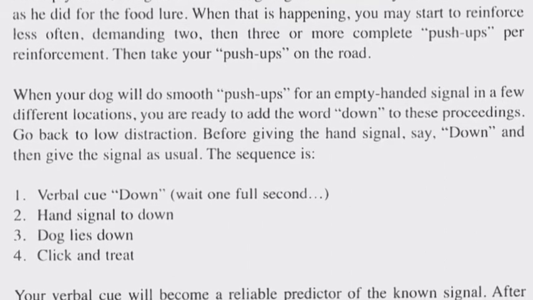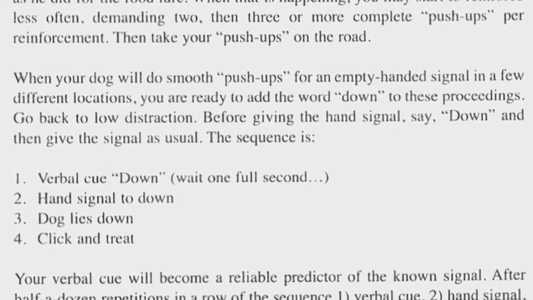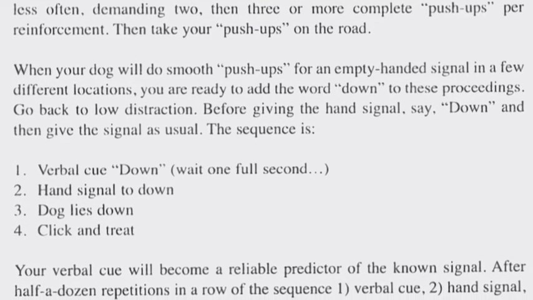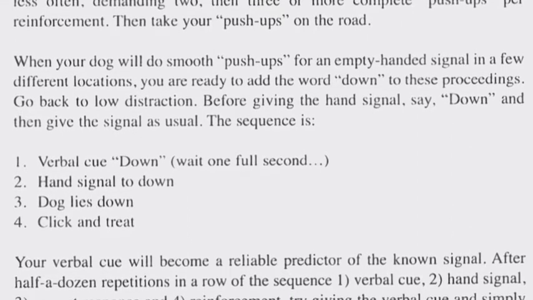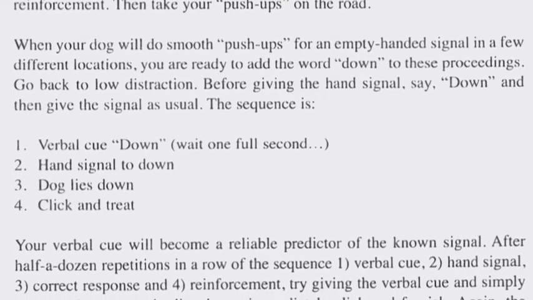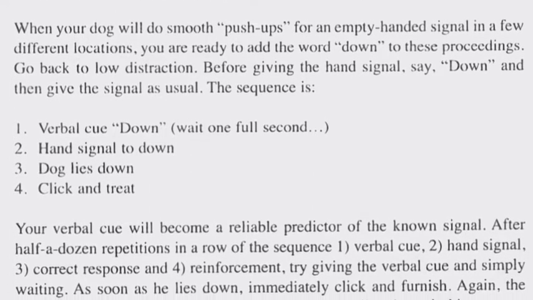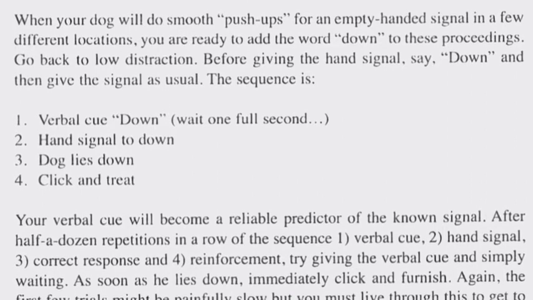Go back to low distraction. Before giving the hand signal, say down, and then give the signal as usual. The sequence is: 1. Verbal cue, down, wait 1 full second. 2. Hand signal to down. 3. Dog lies down. 4. Click and treat. Your verbal cue will become a reliable predictor of the known signal.